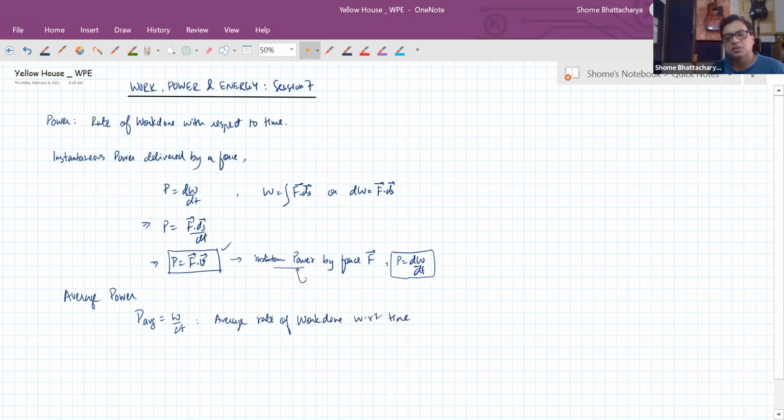Instantaneous power is the instantaneous rate of work done with respect to time, which is this quantity, whereas the average power is equal to the average rate of work done with respect to time.